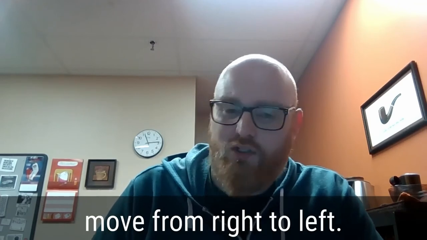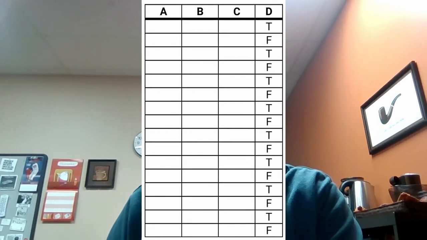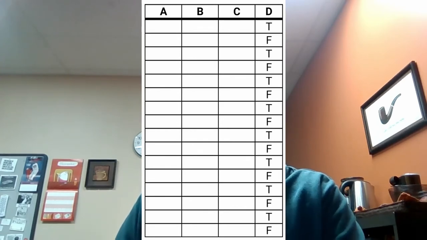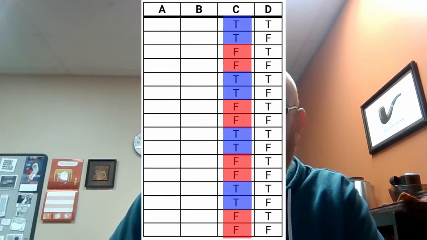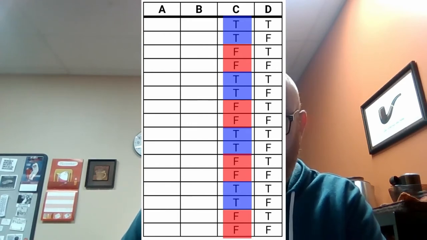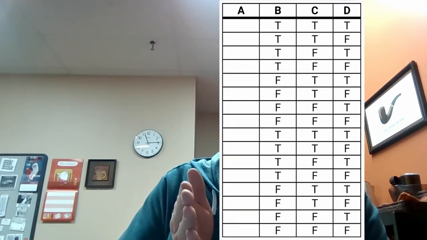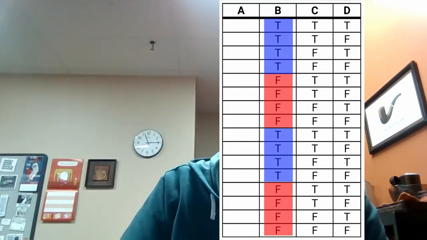So in the rightmost column, we start out by alternating true, false, true, false, true, false, true, false, all the way down, however many lines that we have. In the next column over, you alternate between 2 trues and 2 falses, and you keep alternating that down until you're done. If you have a third column over, you will do 4 trues and then 4 falses and then 4 trues and then 4 falses until you go down. And then you repeat this process each time you move over.